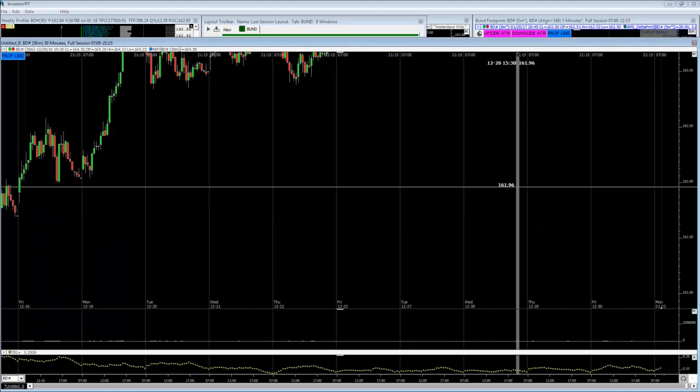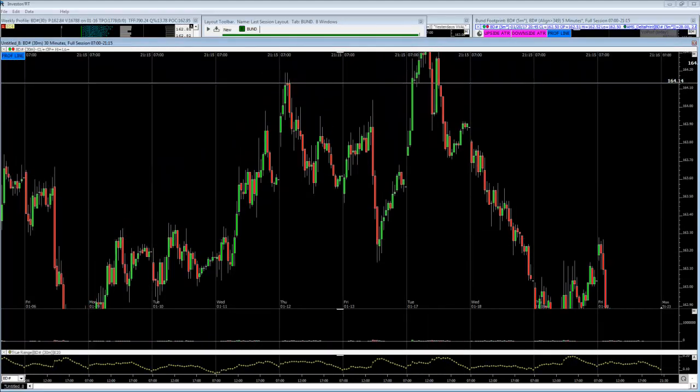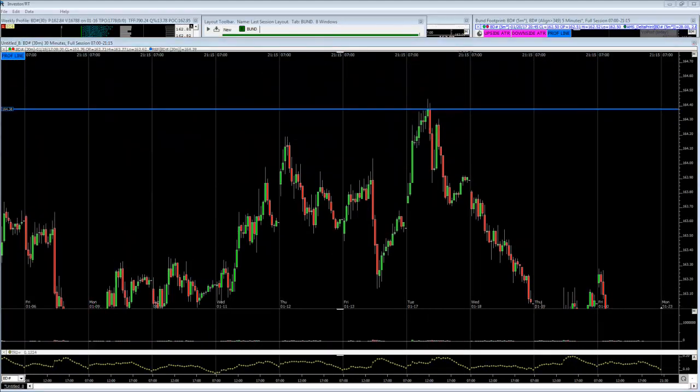Now, let's go back to Tuesday's example, and what I'm going to give you the statistics for is the odds that if we get this open drive, whether it be higher or lower, the market is going to come and negate it by trading, in this example, at least one tick beneath the low, or if it was an open drive lower, one tick above the high.